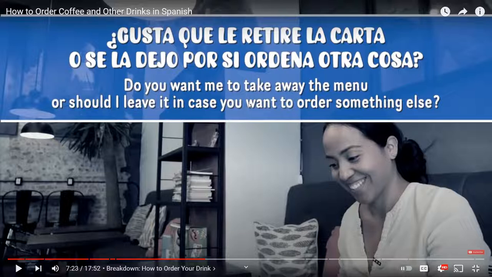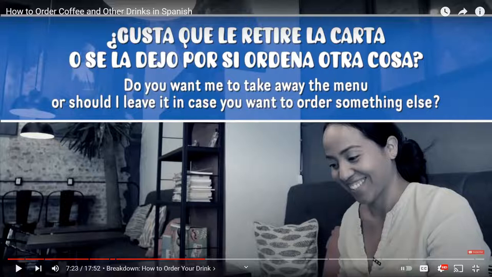So whenever somebody asks to take something away, retirar is to withdraw. So literally they're asking, may I take the menu back? If you take it back or take it away, it's retirar. Gusta que le retire la carta. Y la carta es como menú, right? La carta and menú are the same thing. A menu. So whenever you hear retire, that means they want to take that away.